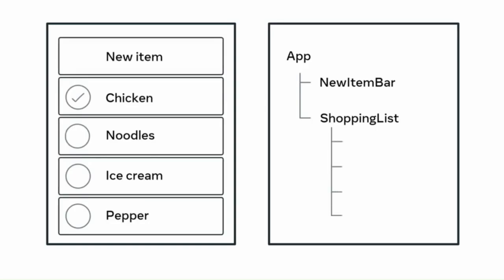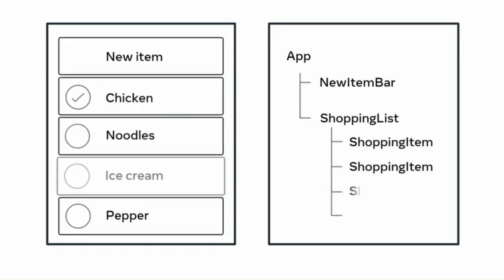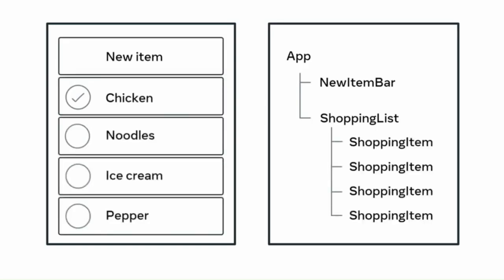At the root, we have the app component. The app component has two child components, new item bar and shopping list. The new item bar component allows us to add new items to the list. The shopping list component contains a shopping item child component for each item in the shopping list.